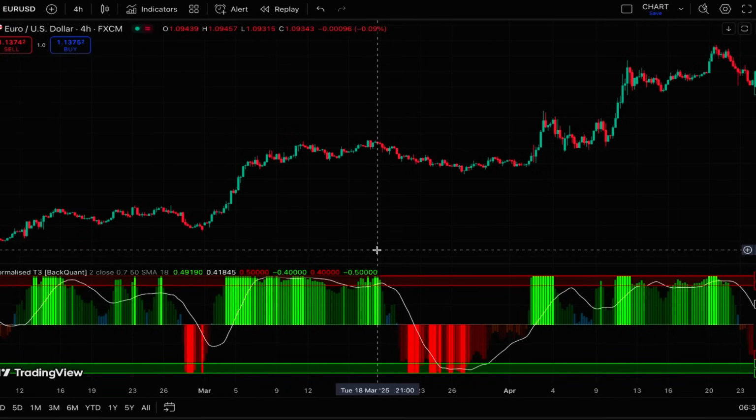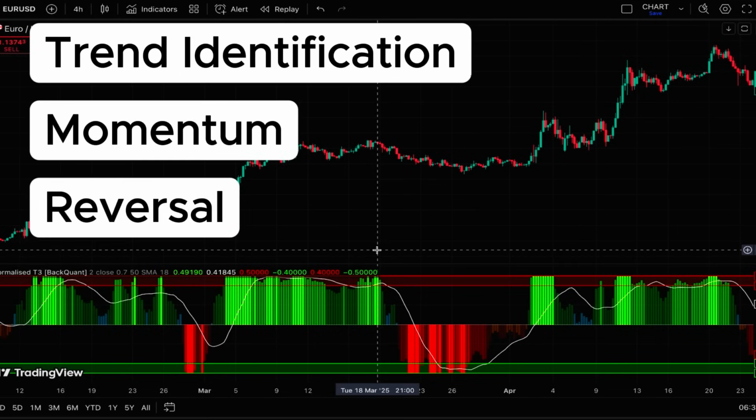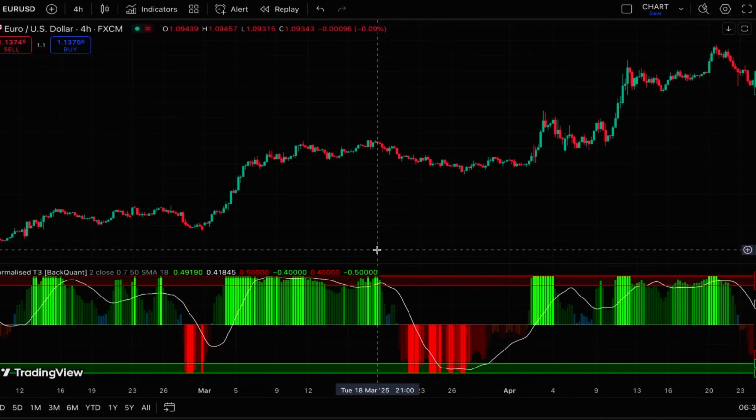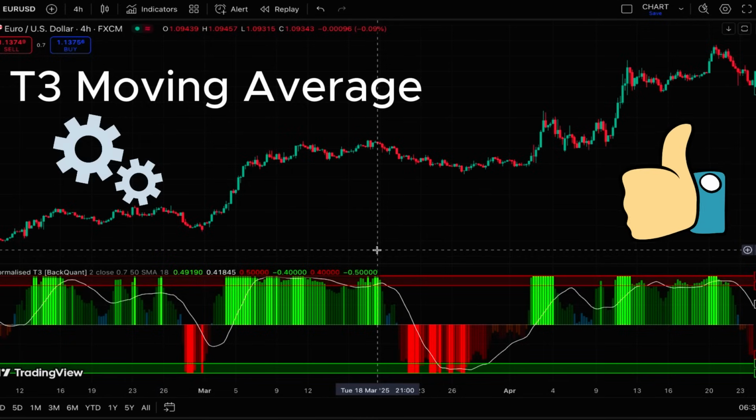As I said, this is a multi-purpose indicator that can help you in trend identification, evaluating momentum, identifying reversals, overbought, oversold conditions, and divergences. This indicator is built based on T30 moving average, which is a popular type of moving average because of being smooth and responsive to the price action. Volume also plays a role in T30 moving average.